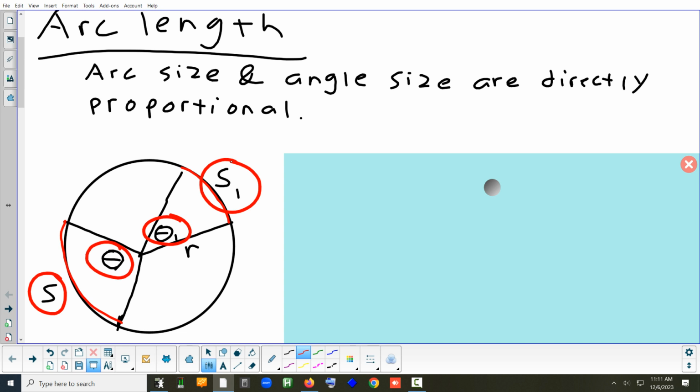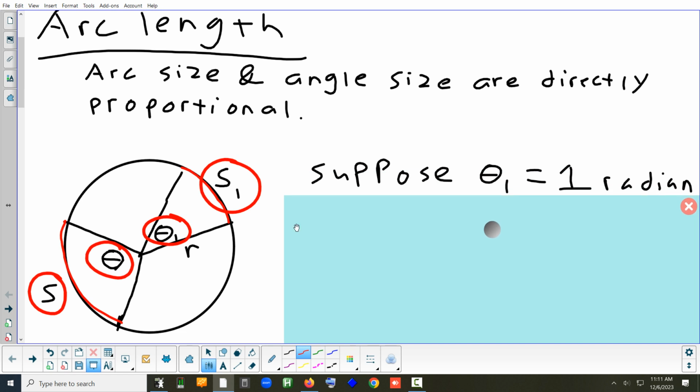Right? And I'm going to give you a hint. Suppose that theta 1 was 1 radian. This angle right here. Pretend that that was 1 radian. That tells you something else. This was the first thing I mentioned to you about radians yesterday. Before I even gave you a formula, I gave you kind of a visual. And I said that if this angle is 1 radian, something special happens. Does anybody remember what happened if this angle was 1 radian?